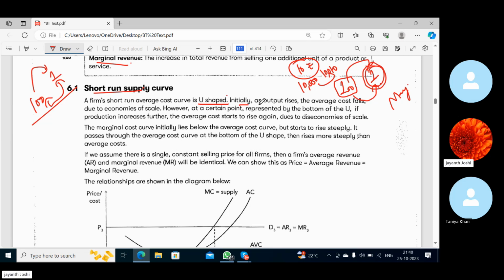As initially, as you know, why it is U. See, if the output rises, the cost also increases, right? The average cost falls. Average. See, there's a difference between average cost and normal cost. So as the output is increasing, if you produce in bulk, the average cost will be decreasing or increasing? It will be decreasing, right?